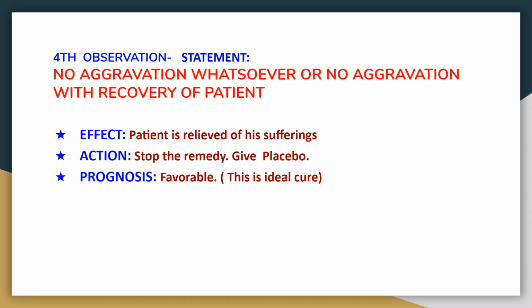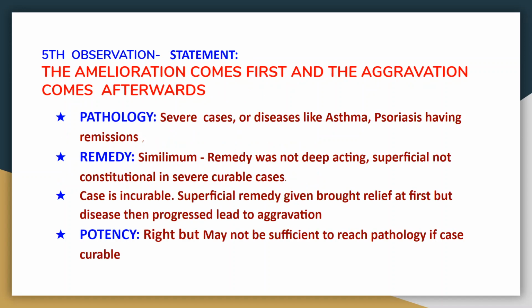So all these points of this observation need to be learned properly again and again. Very easy observation: no aggravation, so the patient is recovering, disease is functional, correct remedy, correct potency, and what should be done is to stop further stimulation by the remedy. Prognosis is favorable. So see what is the fifth observation: the amelioration comes first and aggravation comes afterwards.